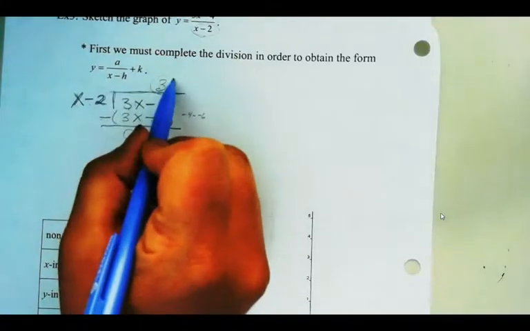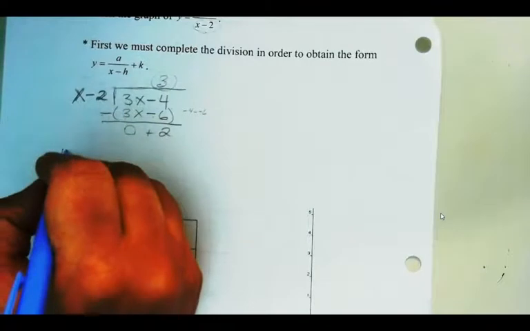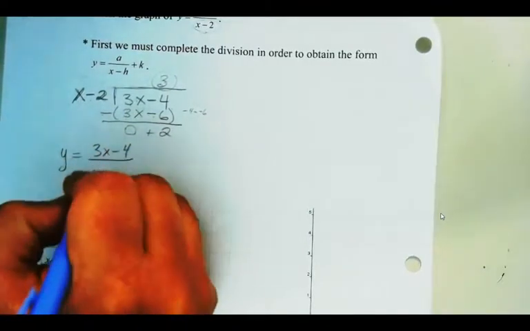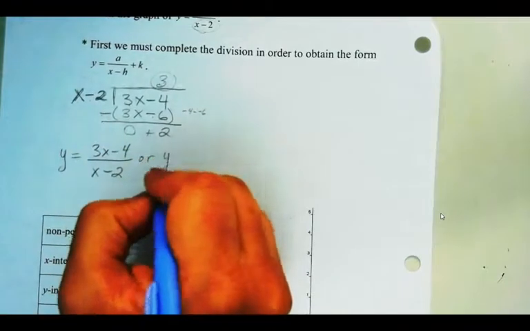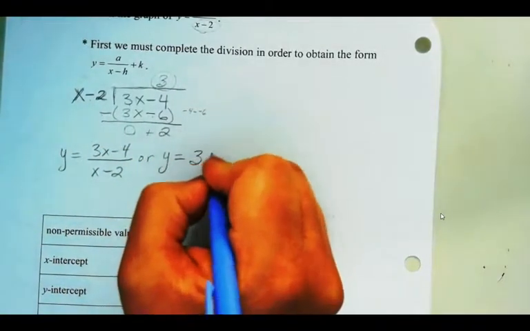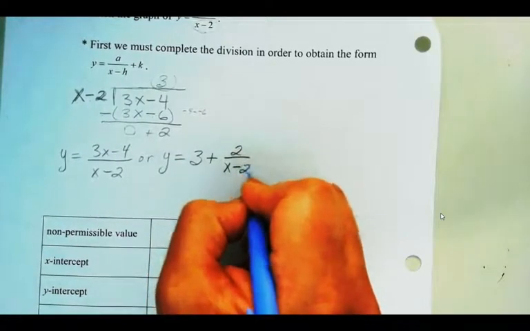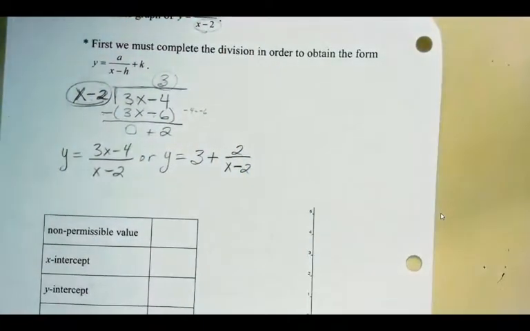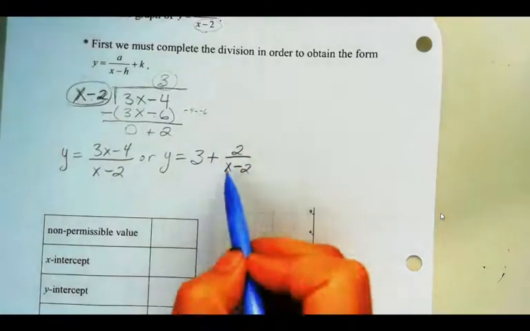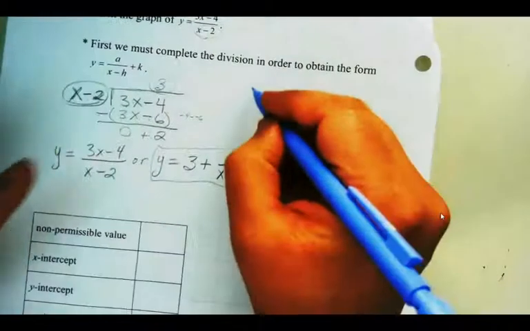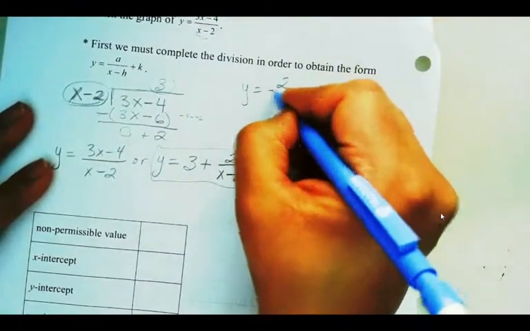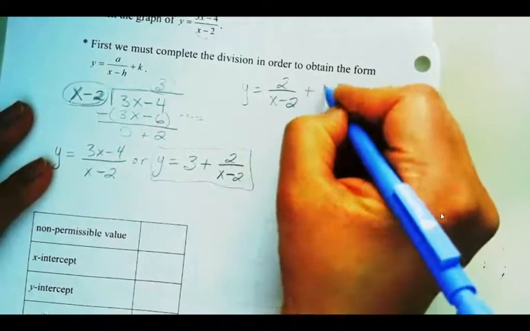So it goes in 3 whole times. And this is our remainder. So we could write y equals 3x minus 4 over x minus 2. Or we could write y equals 3 plus, and then 2 is our remainder, right? And so we write it over the x minus 2. So it went in 3 whole times, and then 2 was our remainder of that x minus 2. So 3 would be k. So y equals 2 over x minus 2 plus 3.